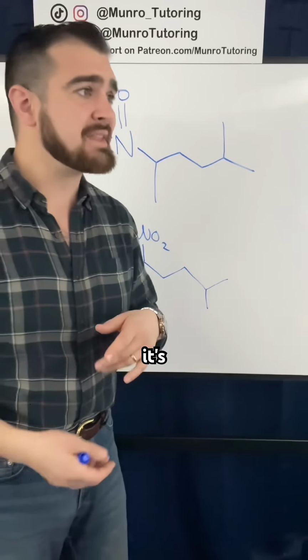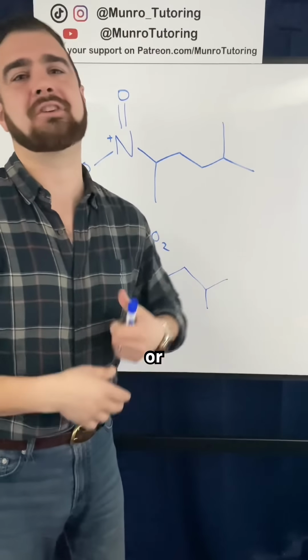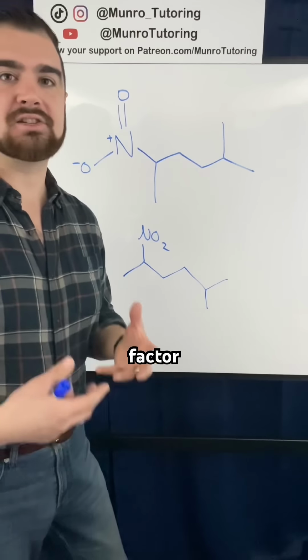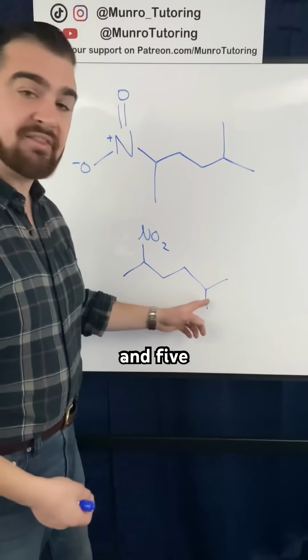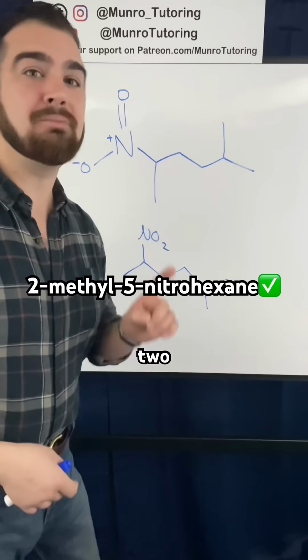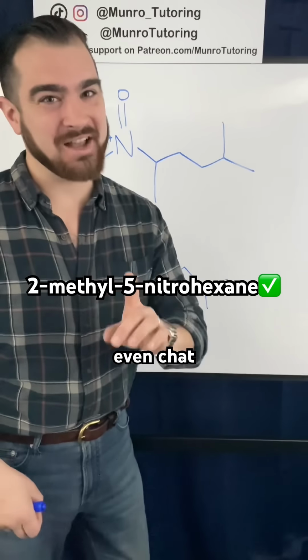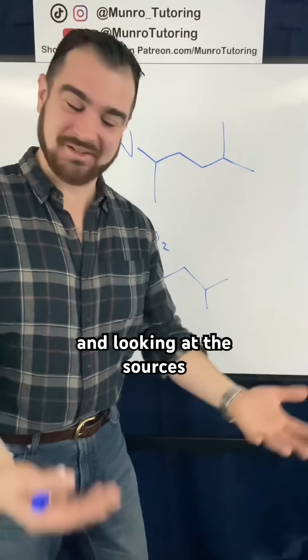compound, right? It's not like hex nitrate or something like that, right? You know, like you do for an alcohol or carboxylic acid, you get hexanoic acid or hexanol. In this case, this is just a prefix substituent, and so it actually doesn't factor in with priority. If the 2 numbers that we can get are either 2-nitro and 5-methyl or vice versa, we go with alphabetical order. So 2-methyl, 5-nitro hexane is the correct answer for this that even ChatGPT got wrong until I coached him into understanding and looking at the sources better.